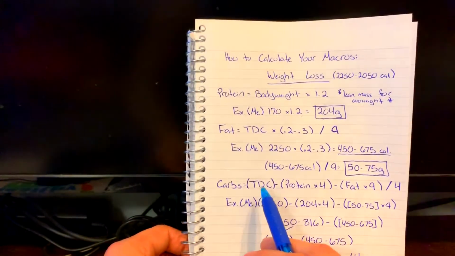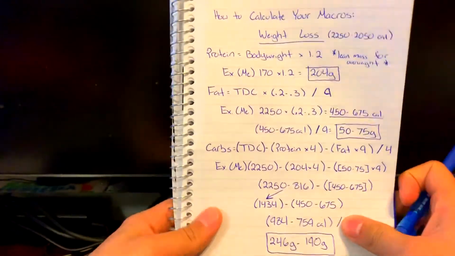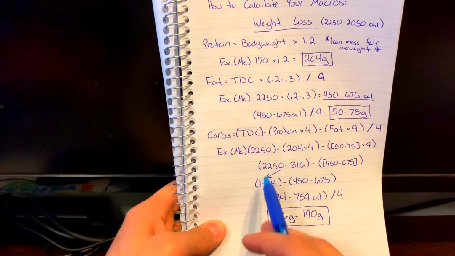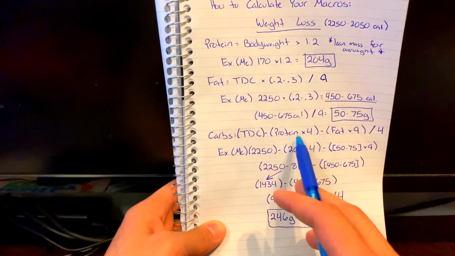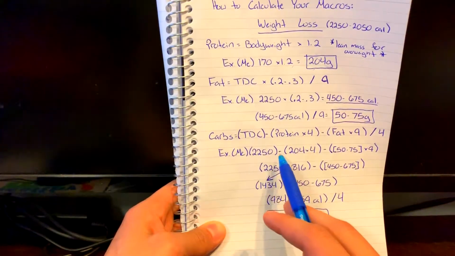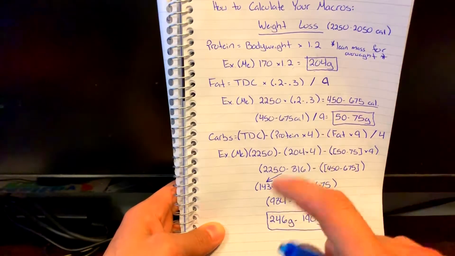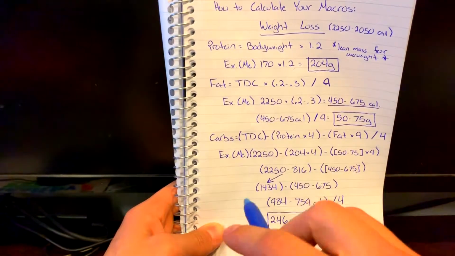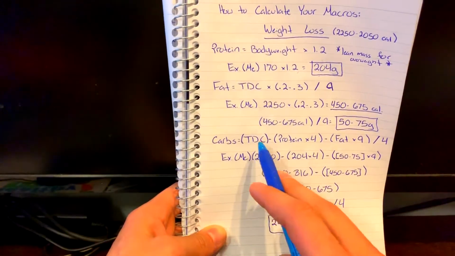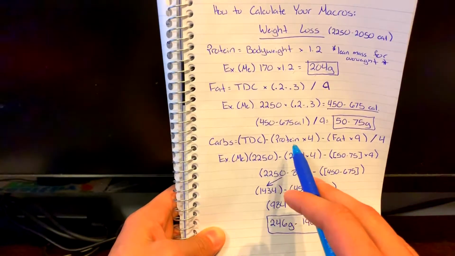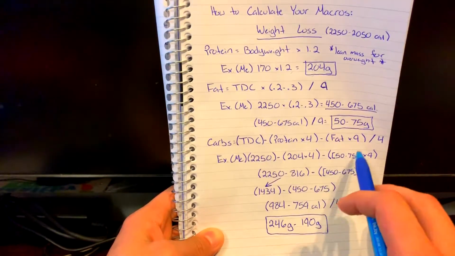So, your carbs. This is where it gets kind of complicated. You take your total daily calories, 2250, and you subtract your protein intake for the day times 4. For me, it's 204, so 2250 minus my protein, 204 times 4. Why the number 4, you're going to ask? 1 gram of protein carries 4 calories. Obviously you can't subtract grams from calories, so we need to convert these all into calories. So total daily calories minus 204 times 4, minus 50 to 75 grams of fat times 9.